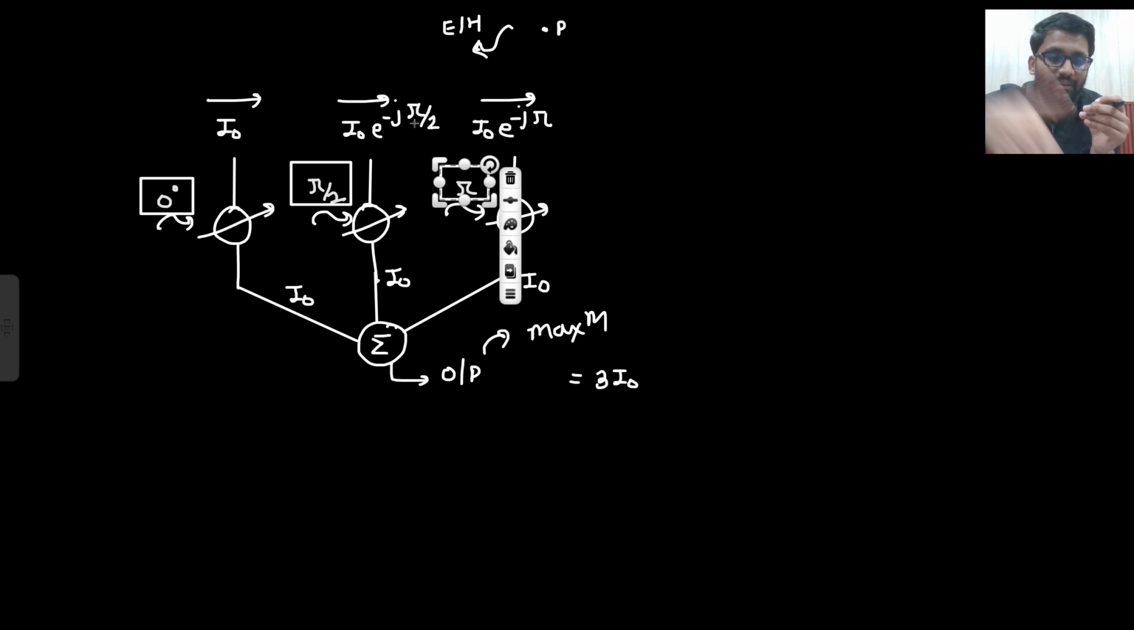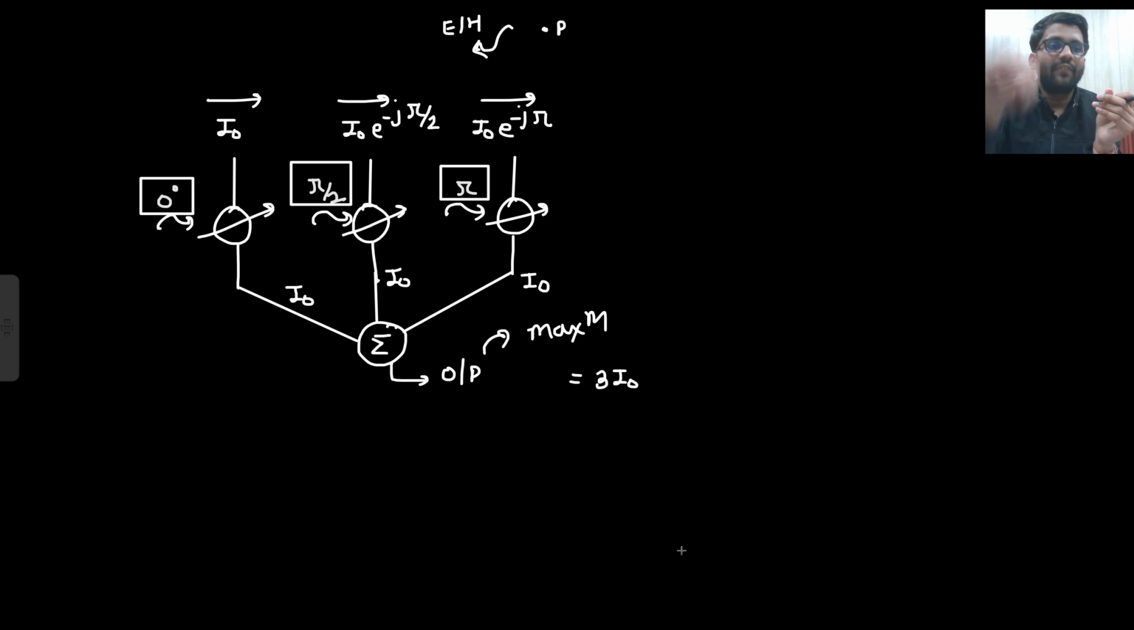So if I need the maximum current, then whatever phase they are already having, they are already having the phase of 0 degree, minus pi by 2 and minus pi. So phase shifter 1 should provide 0 degree phase shift, phase shifter 2 should provide pi by 2 phase shift, and phase shifter 3 should provide pi phase shift. If they provide these phase shifts, then the current would be I naught, I naught, and I naught, and the maximum output you will receive will be 3 I naught.